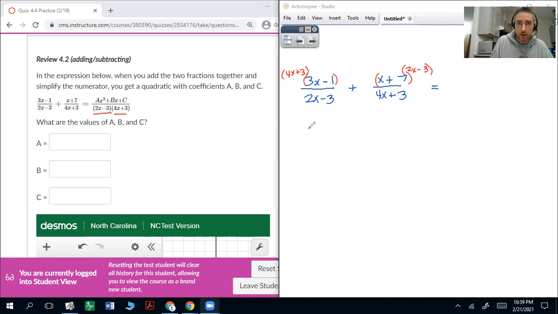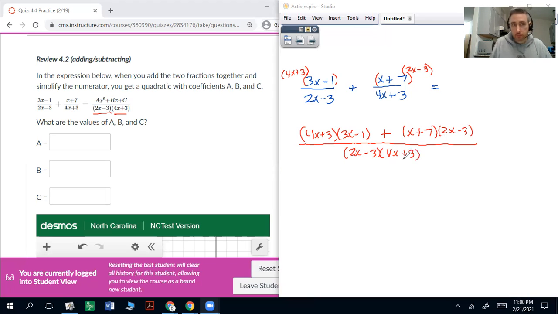So it's going to be 4x plus 3 multiplied by 3x minus 1, plus x plus 7 multiplied by 2x minus 3, and then we just write that over the two denominators, 2x minus 3 and 4x plus 3. So let's simplify, combine like terms, and see what we get.